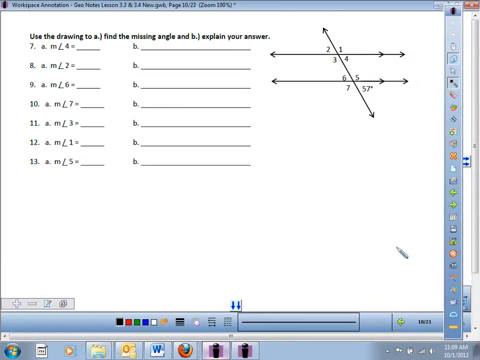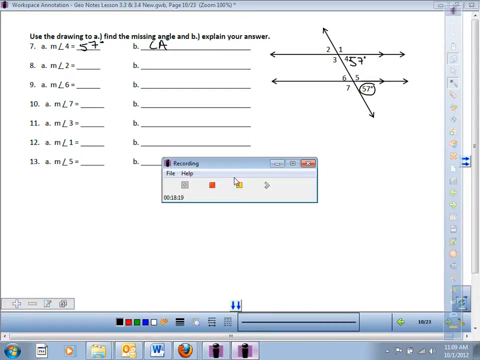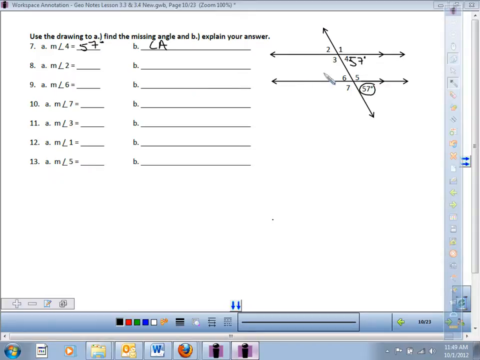All right, now what we're going to do is use the drawing to find the missing angle, and we need to explain our answer. So angle 4, if this angle right here is 57, then this angle right here is also 57. Our explanation for that is that those are corresponding angles with parallel lines. That's what the corresponding angles theorem states. Now if we go to angle 2, because this guy right here is 57, this guy right here is going to be 57 as well.